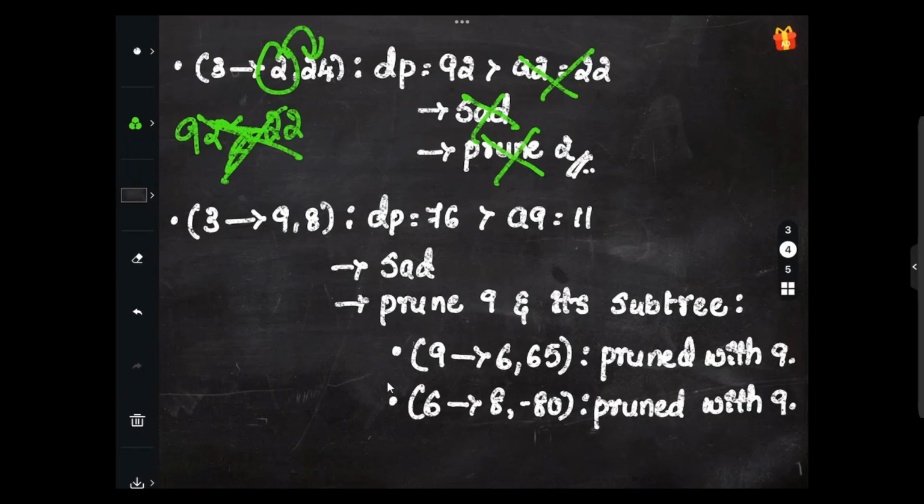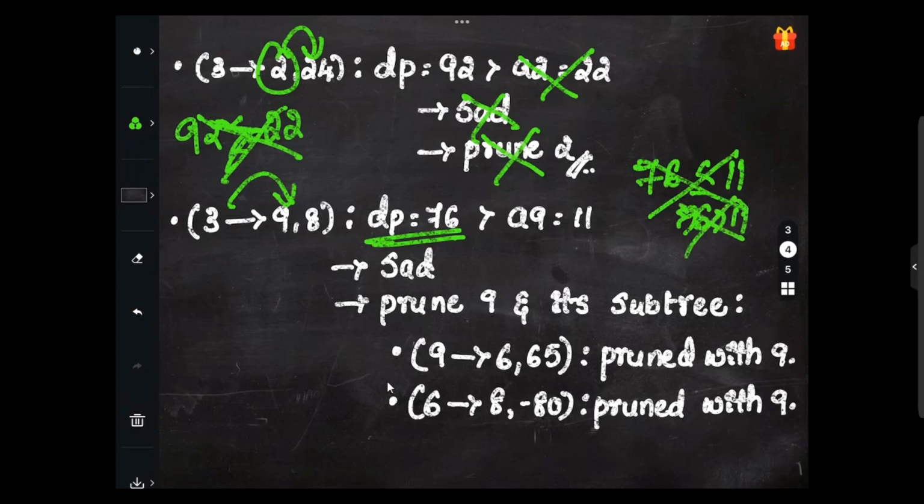So next we'll go with 3 to 9 comma 8. So DP value is 76. We'll check whether 76 is less than or equal to 11. No, 76 is greater than 11, right? So in this case, this fails, and we will prune 9 as well. We will be pruning 9 along with its subtree, accordingly with the DP idea that we discussed earlier.